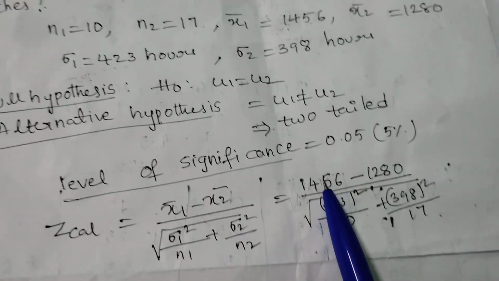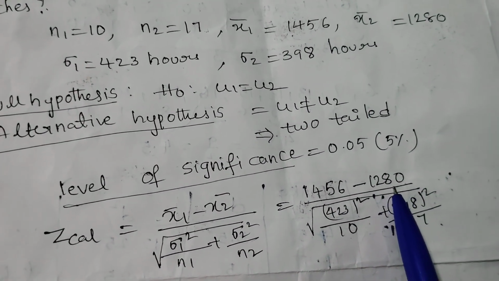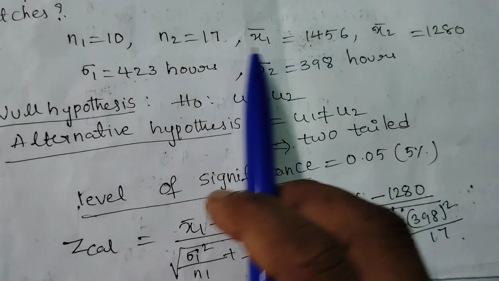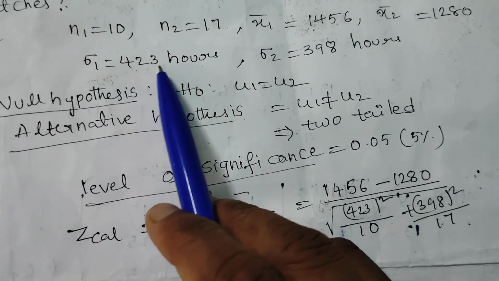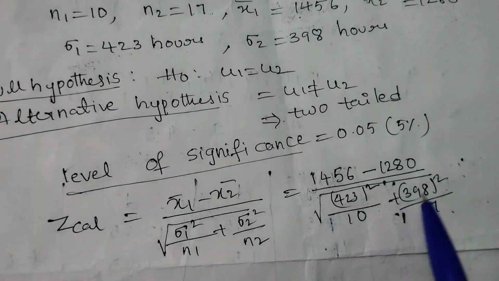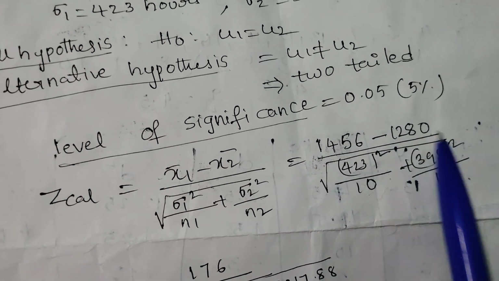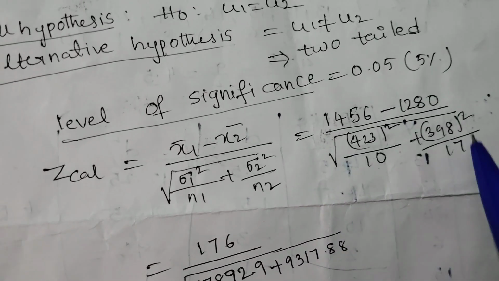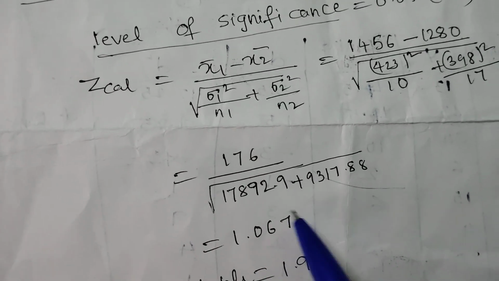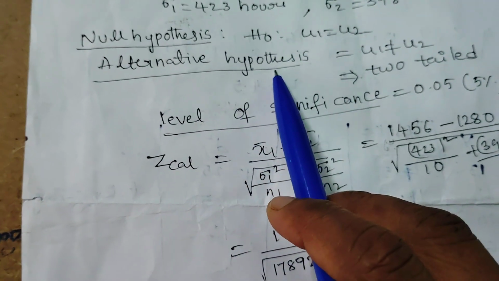So x1 bar value is 1456, minus x2 bar 1280, divided by under root of sigma 1 value 423 square, next sigma 2 square means 398 whole square, here n1 value and here n2 value. After substituting all values, calculate this value in the calculator, we get 1.067. So this is the Z calculated value.